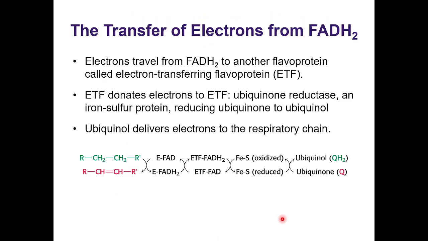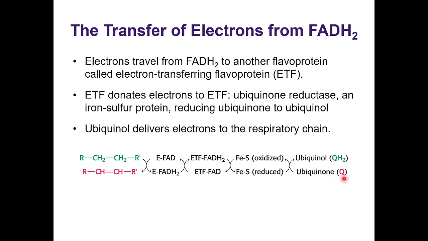So the electrons are going to travel from the FADH2 to another flavoprotein. This can be called the electron transferring flavoprotein, or ETF. That ETF is going to donate electrons to ETF ubiquinone reductase, which is going to be an iron sulfur protein. This is going to reduce the ubiquinone to ubiquinol. Ubiquinol is going to deliver the electrons to the respiratory chain. And you may notice that essentially what we've done is we just joined it into the Q pool, right? Everybody see that okay?